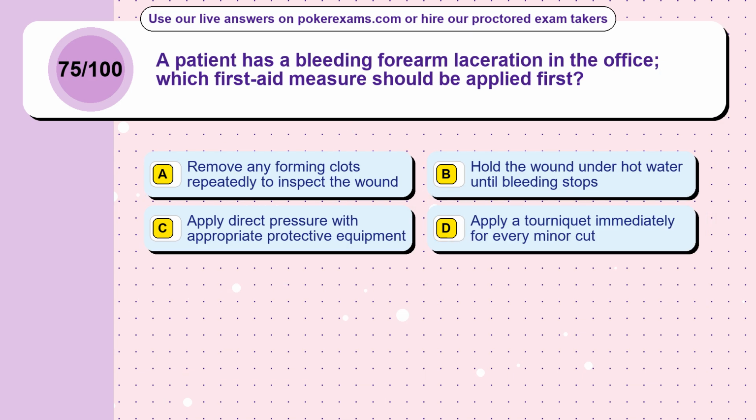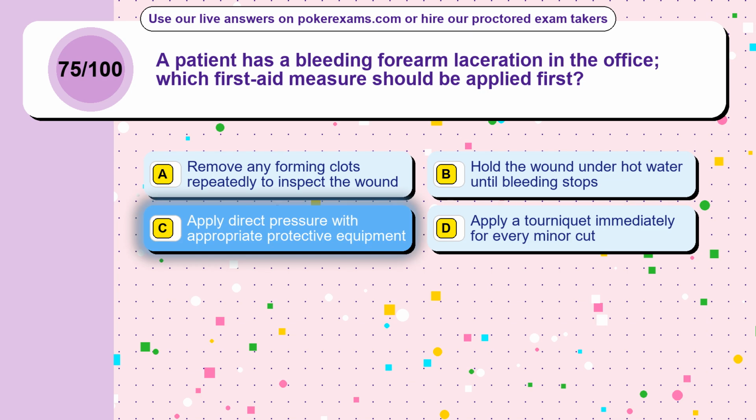Question 75. A patient has a bleeding forearm laceration in the office. Which first aid measure should be applied first? Option A. Remove any forming clots repeatedly to inspect the wound. Option B. Hold the wound under hot water until bleeding stops. Option C. Apply direct pressure with appropriate protective equipment. Option D. Apply a tourniquet immediately for every minor cut.